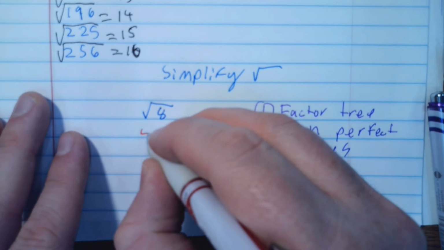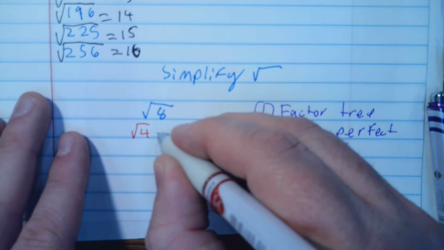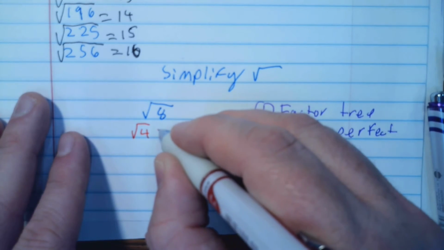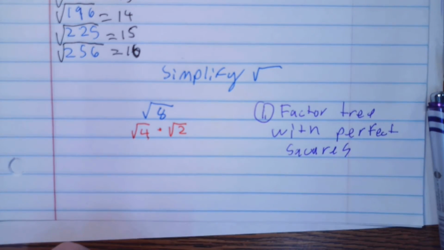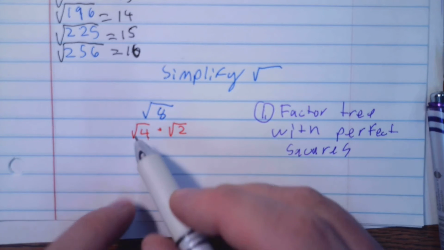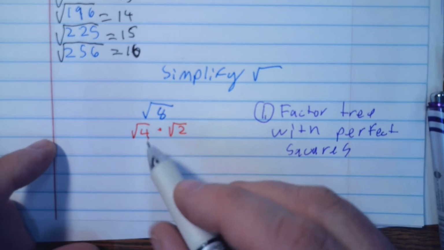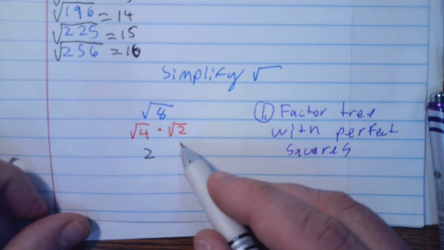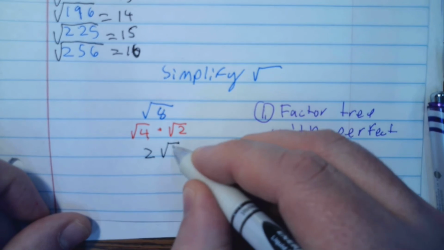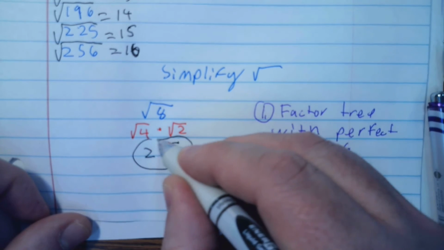8 divided by 4 is going to be what? 4 times 2 is 8, right? What's the square root of 4? Do I know what the square root of 2 is? Is it one of my perfect squares? This is how you simplify a radical.